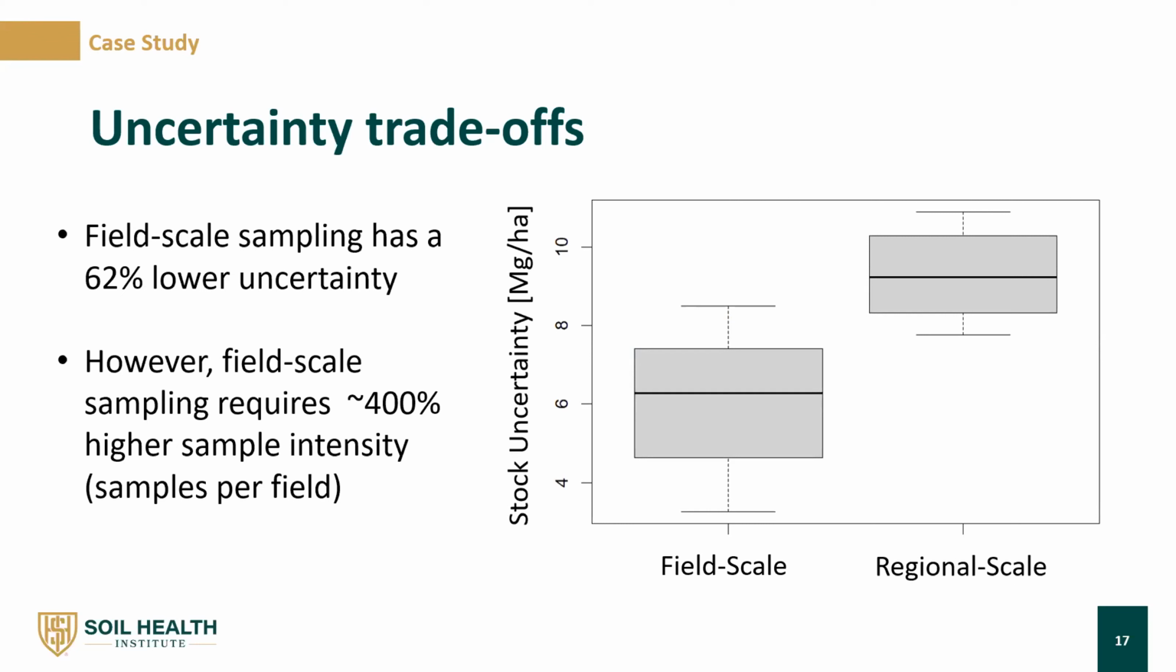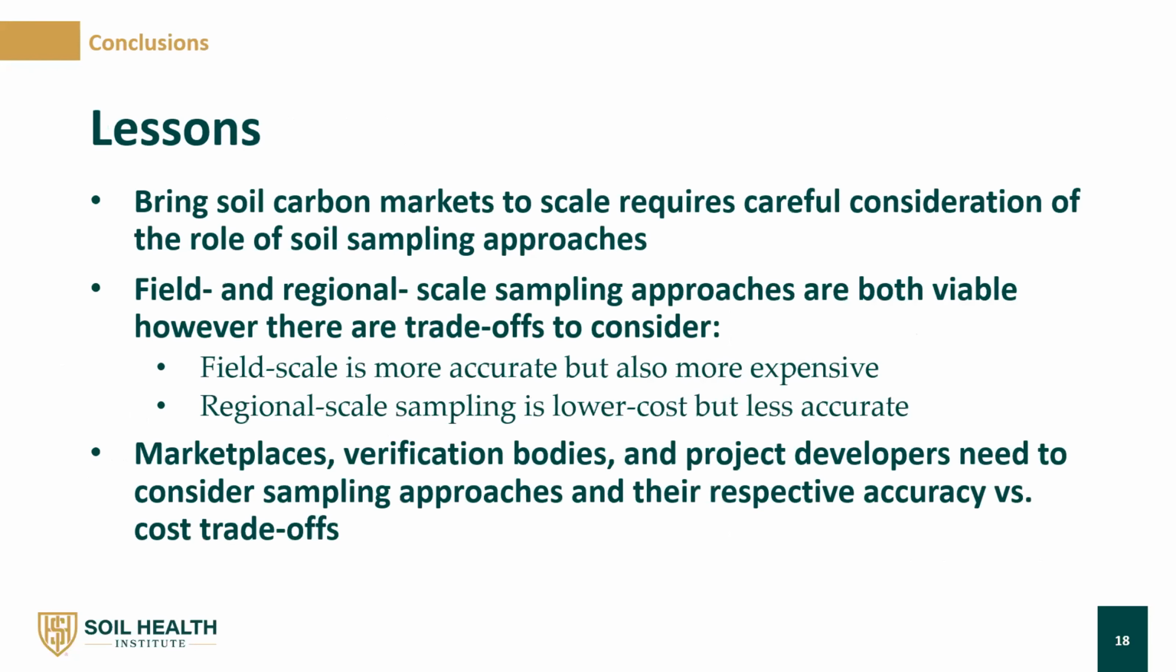But there's an important trade-off here in that those regional scale stocks are generated using a much lower sample intensity. So if we think back to our initial sampling design, we had roughly 37 samples in each field for the field scale stocks, but only 8 samples per field in the regional scale stocks. This means that lower uncertainty for field scale stocks comes at a much higher sample intensity. It's almost 400% higher per field. So there's a trade-off here between number of samples and estimate uncertainty.